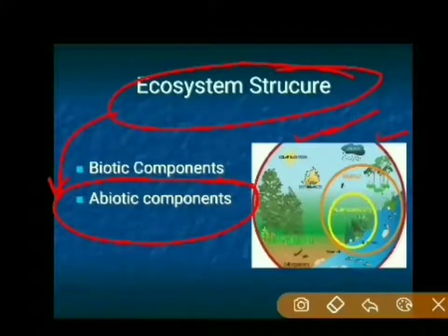So this shows you these abiotic and biotic components are interacting with each other. So in every ecosystem, these interact with each other. Okay, these biotic components also interact with each other and also with the abiotic components of an ecosystem.